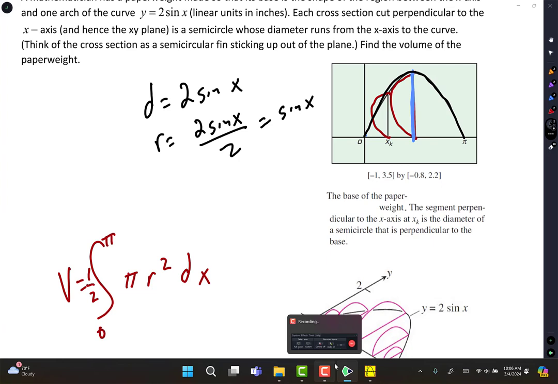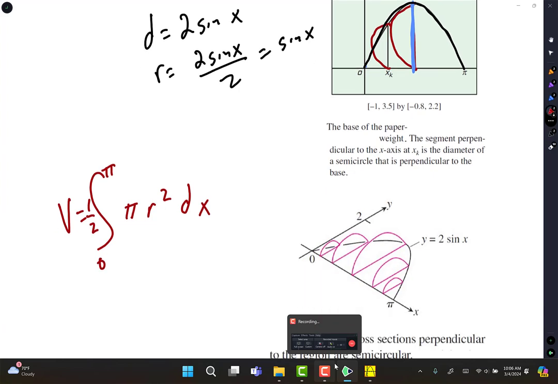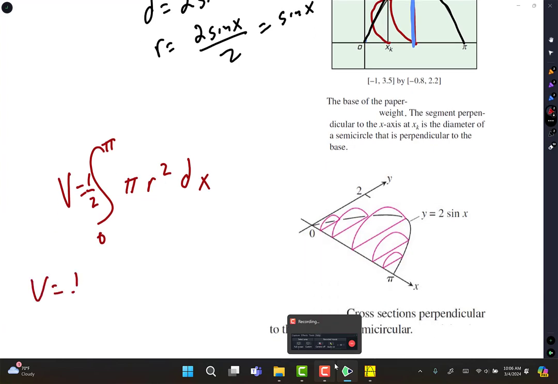Cool or not cool? So then you take your calculator, and this is a calculator question. I need a calculator because it's going to be squared. The integral from 0 to pi of, put the pi on the outside as well, pi over 2, of sine x squared dx.